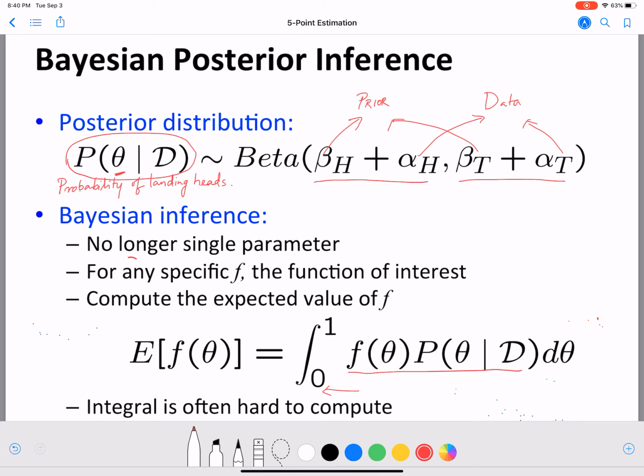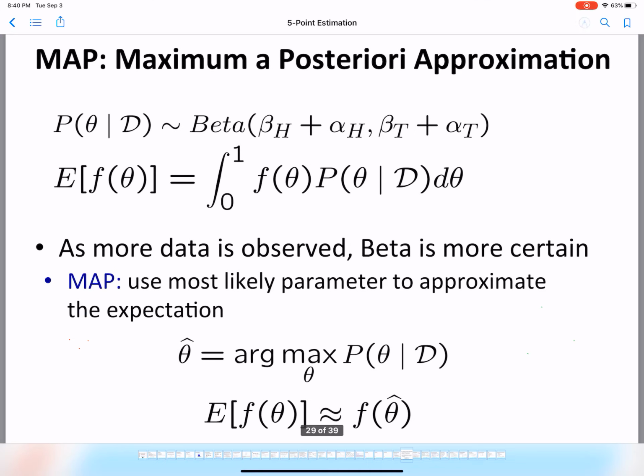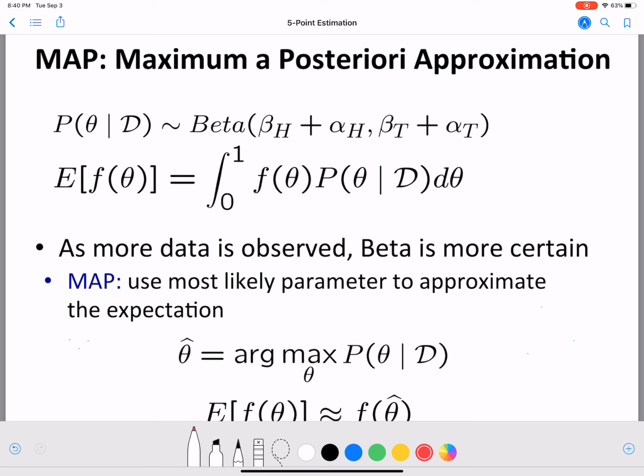So now, to estimate theta, we have to solve this integral. And that becomes problematic in many cases. The integral is often very hard to compute. And in those cases, we still want to go ahead and be able to estimate theta. And that's when MAP estimation comes into play. MAP estimation, or maximum a posteriori estimation, is another way to estimate theta. We already looked at MLE, maximum likelihood estimation. This is another way to do it, which uses the posterior.